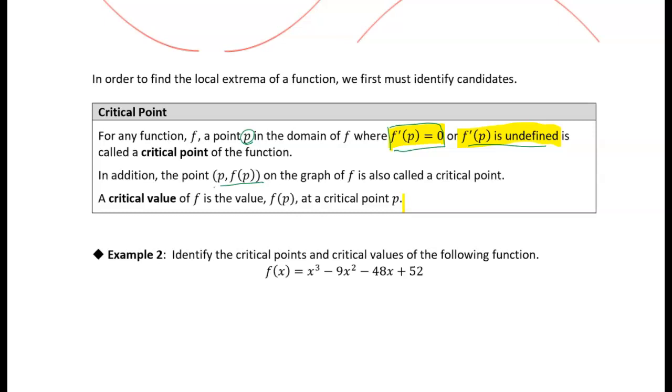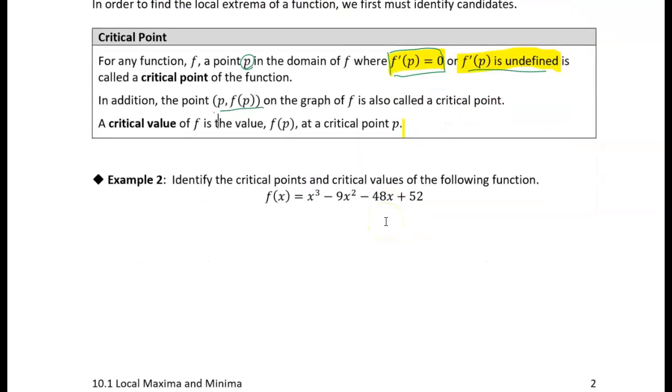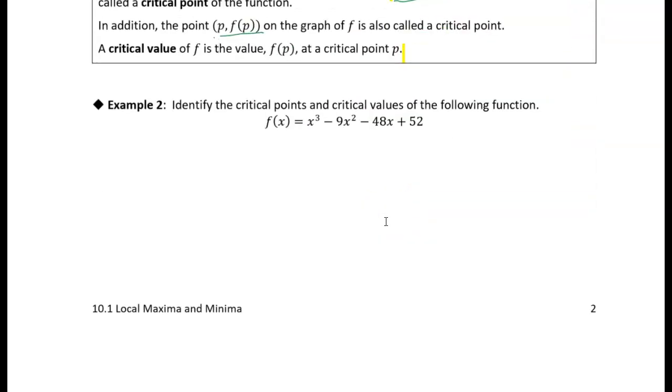All right, so let's take a look at this next example. We're just going to identify the critical points and critical values for the following function. All right, so we have a nice, simple little polynomial, and in order to identify the critical points, we're just, first of all, just going to take the derivative. All right, so we're going to find the derivative of this function with respect to x. All right, so we're just going to use the power rule. So we get 3x squared minus 18x minus 48. Okay, now we want to find where the derivative is 0.